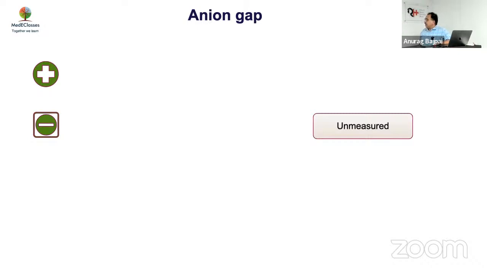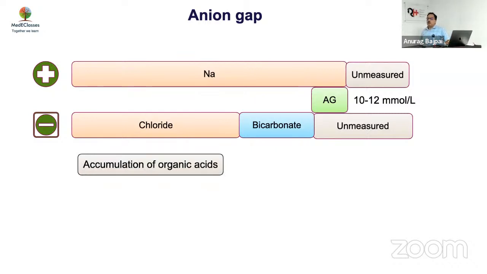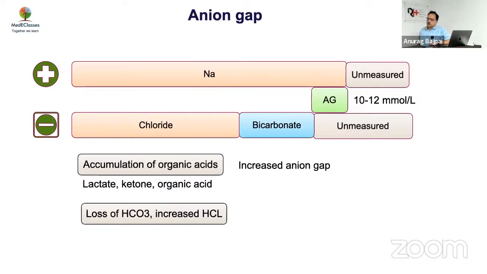We all know about anion gap. It is the difference between the unmeasured negative ions and the unmeasured positive ions. In other words, it is the measured positive ion subtracted by the measured negative ions. So it's sodium minus chloride minus bicarb. It is usually 10 to 12. If you have accumulation of organic acids, you will have a high anion gap situation. While if you have loss of bicarb or increase in HCl, like GI loss or RTA, you will have a normal anion gap scenario.